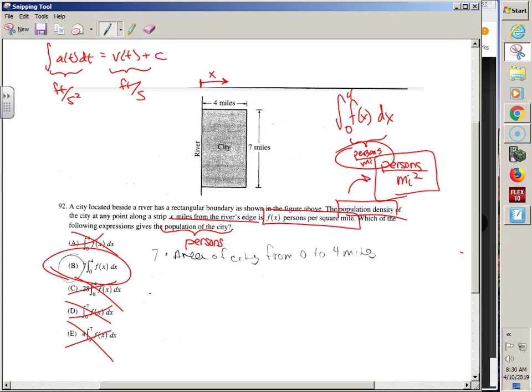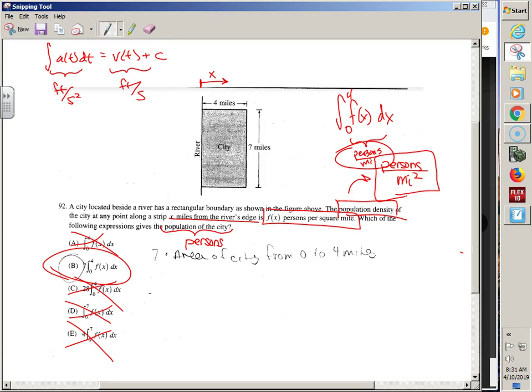Which way do I want to do this? The density is an accumulation horizontally. So it tells me how many people are living where in a horizontal fashion, moving horizontally, but somehow in some shape or form, I have to translate that to 7 miles in order to cover the entire area of the city. But I can't just say times 4 times 7. I can't just say persons per square mile times 28.